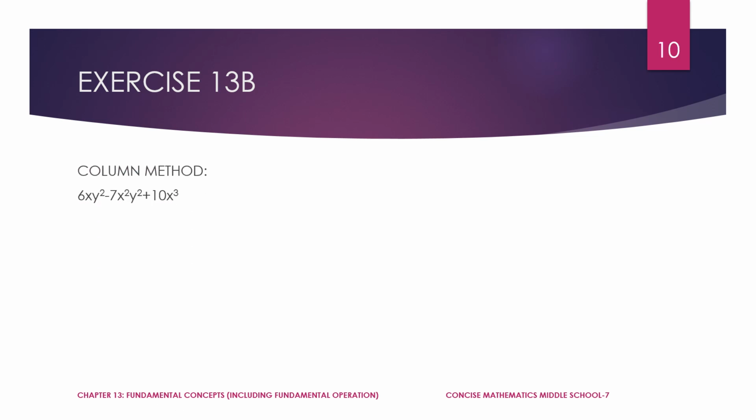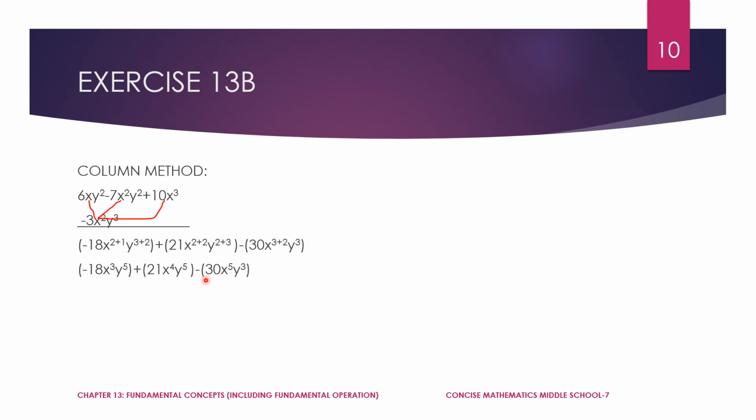Column method. Even here it's the same thing. You have to multiply this monomial with the first term, monomial with the second term, monomial with the third term. Now I'll just place them in braces so that you won't get confused. And now just add the exponents all together and remove the braces.